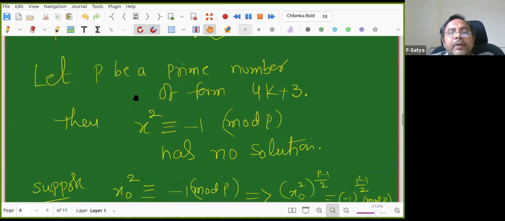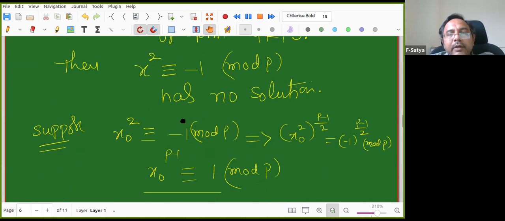Another observation we made is that minus 1 is not a quadratic residue when p is of the form 4k plus 3. We proved it.